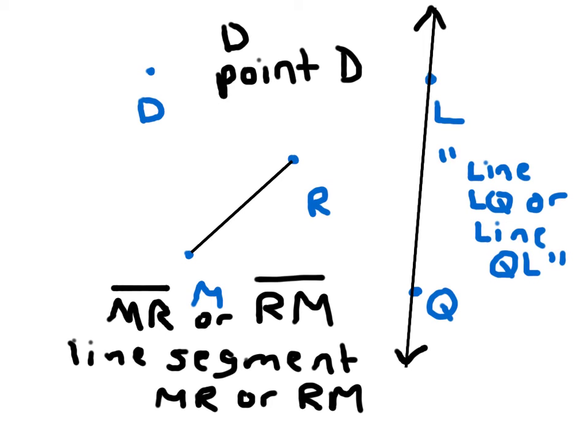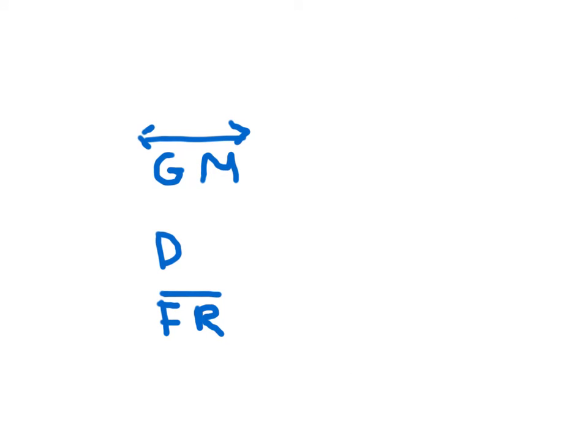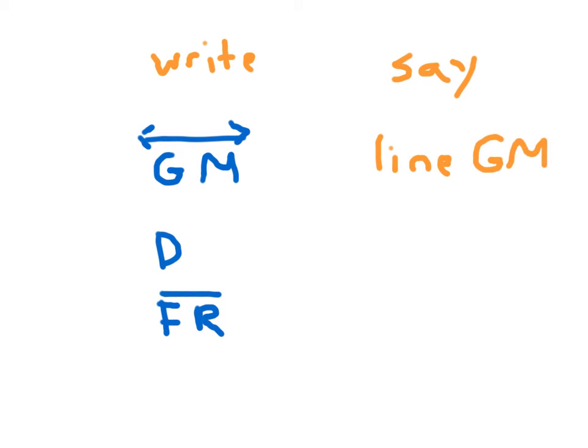And what you write is as follows. All right, these are the geometry terms that you see. How do you say it? The first one, what you say is what? You say line GM. How else could I explain line GM? Right, I could explain it by saying line MG. We would be describing that same line.